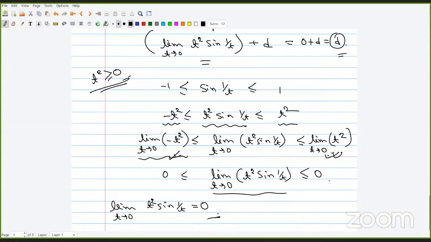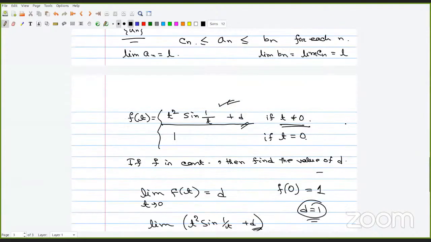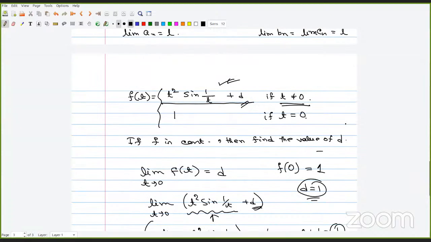How did you think it is a sandwich? Like directly we can't take the limit, so that's why we used it, or because sine 1 by t is a bounded function, from that you got the idea? How did you get the idea that the question has to be solved with sandwich? Because our first approach would be to equate the limits, like LHL equals f(0). Exactly. So your first thought was that you have to equate LHL and RHL to the value.